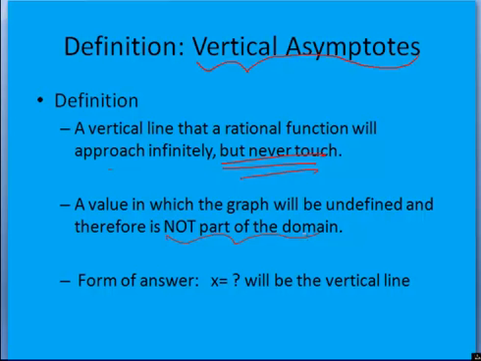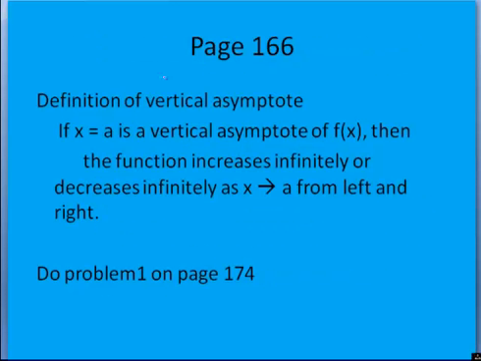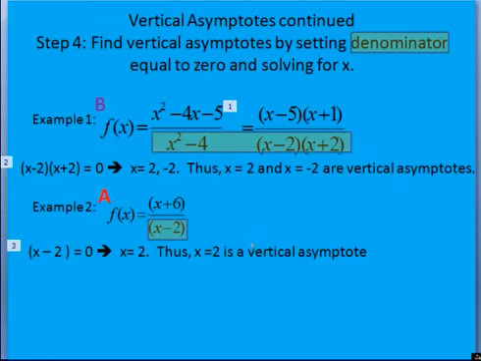You cannot plug an x value in it, so that's why we have no part of the graph that touches it. Your answer should look in this type of form, x equals like 3, for example, because that's the form of a vertical line. Also a definition, this is in your book on page 166. The definition of a vertical asymptote is where your function increases infinitely or decreases infinitely as x approaches it from the left or right. And we're going to approach it infinitely but never cross it.